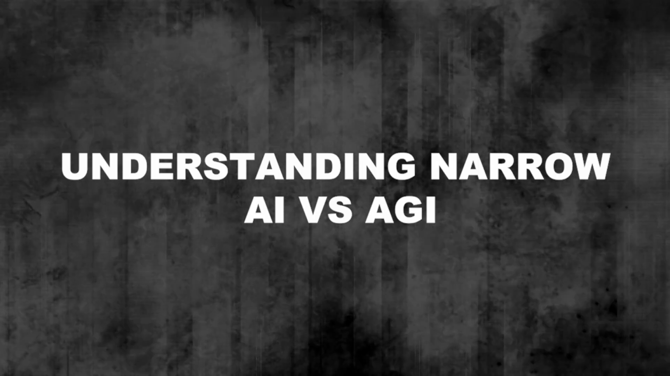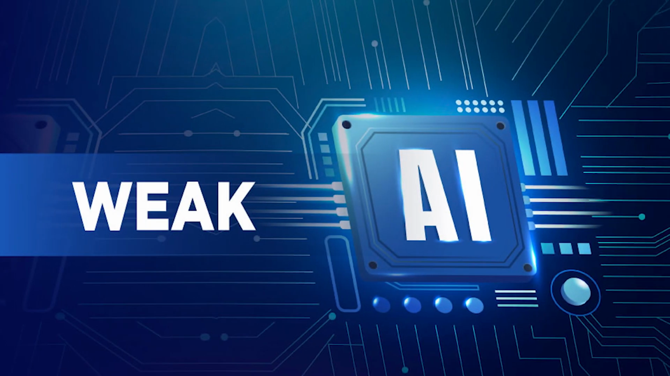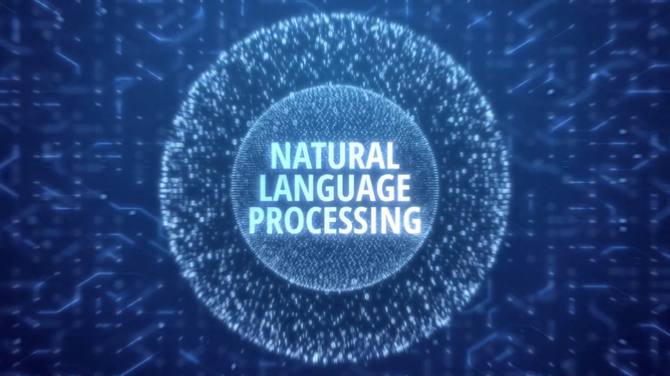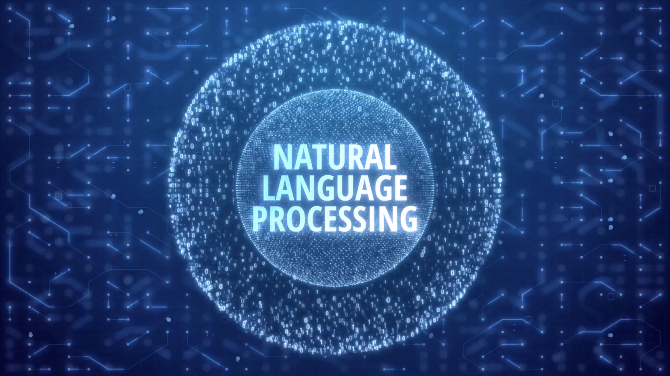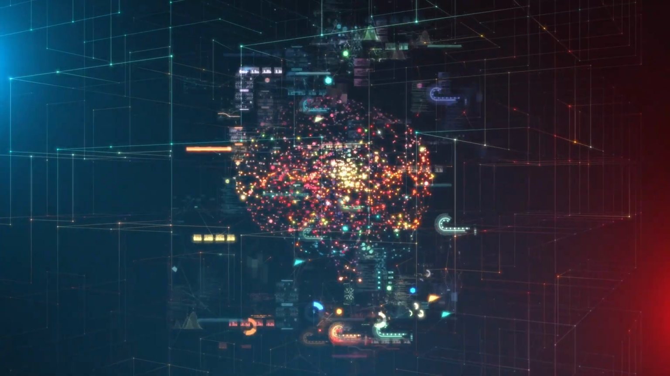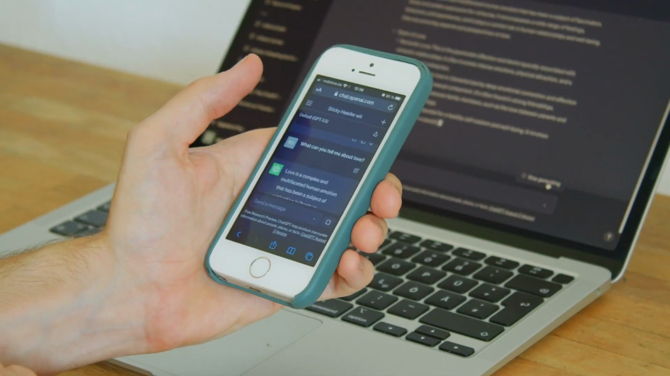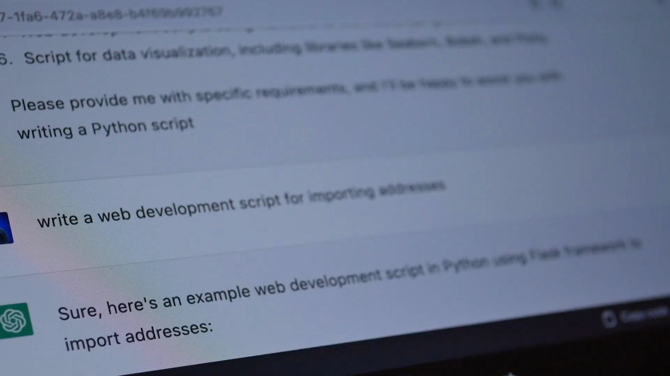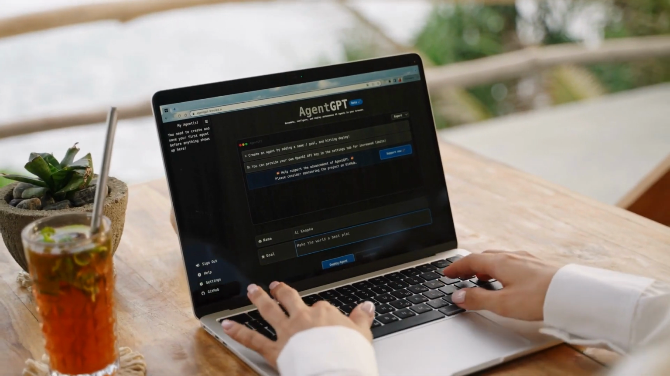Understanding narrow AI versus AGI. Narrow AI, also called weak AI, is designed to perform a specific task or set of tasks. ChatGPT, for example, excels in natural language processing, NLP, and generating human-like text based on the data it has been trained on. These types of AI systems are optimized for one thing and one thing only: to perform well within that particular domain. Example: ChatGPT can write essays, answer questions, summarize text, and engage in conversations, but it cannot perform complex, multidisciplinary tasks outside its training.